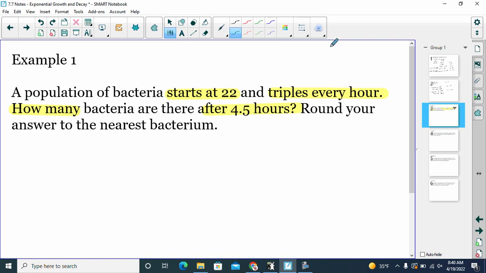We have a population of bacteria. It starts at 22. It is tripling every hour. We are asked how many bacteria there are after 4.5 hours.